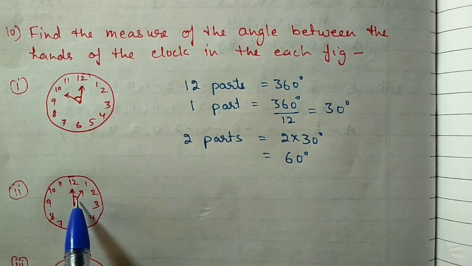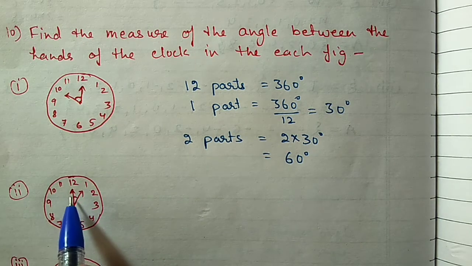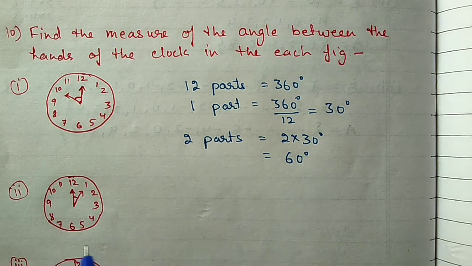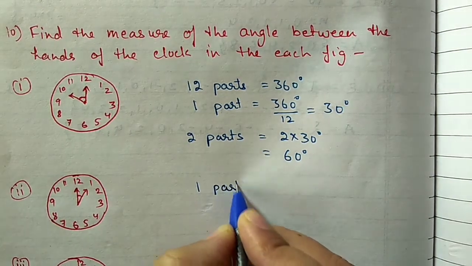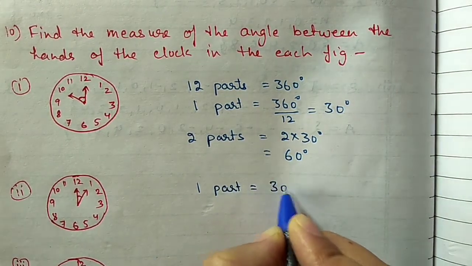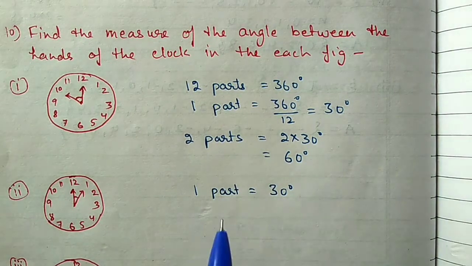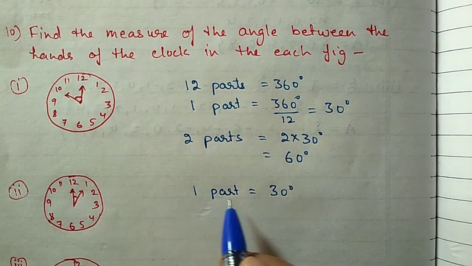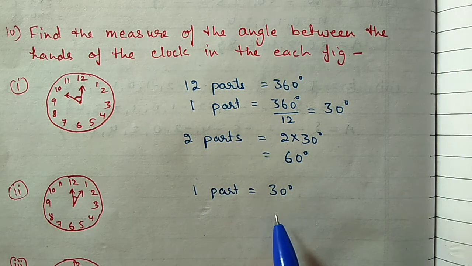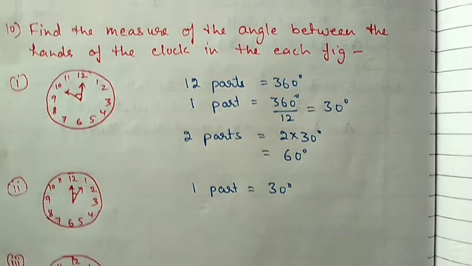But you see where the marking is, which one we are asked about in the question, that you have to find out. So here between 12 and 1 we have to find the angle. We know one part is equal to 30 degrees, we did that in the first part. Here it is moving only one part, so one part equal to 30 degrees means it moves 30 degrees.